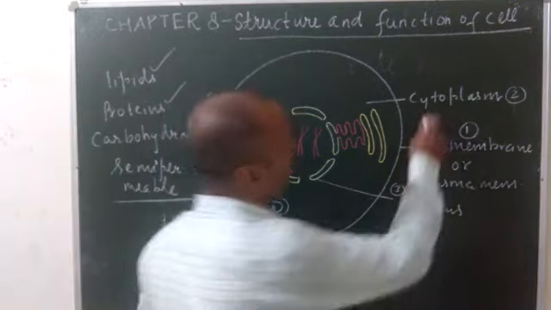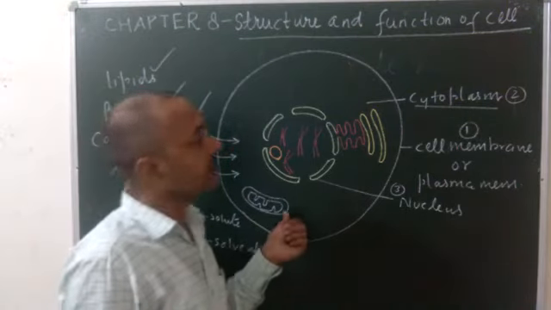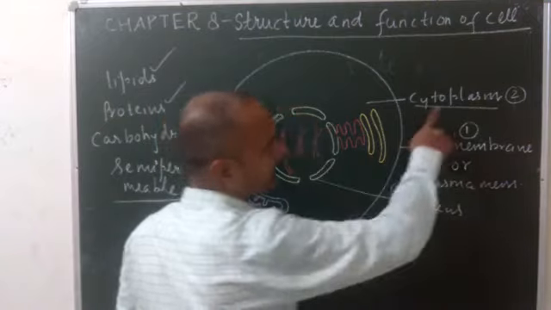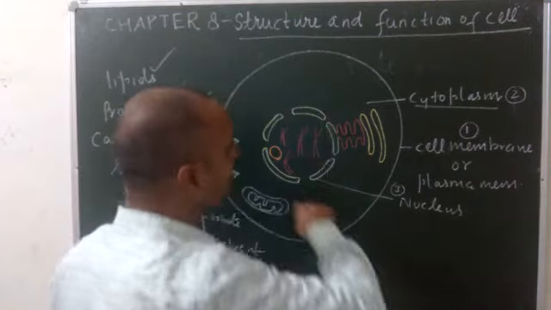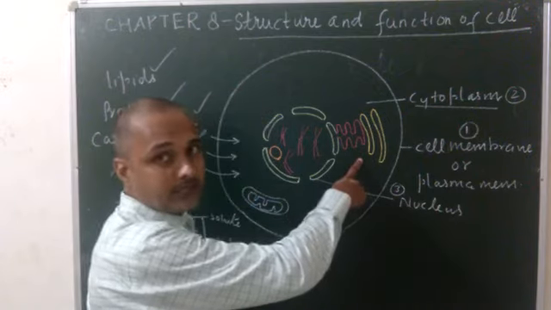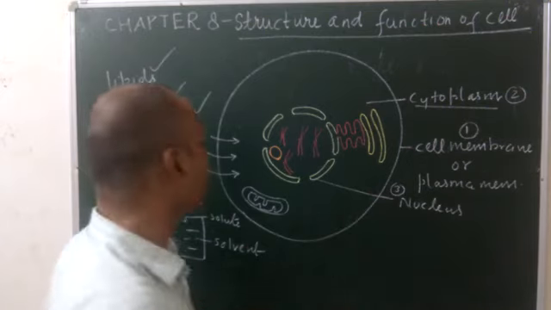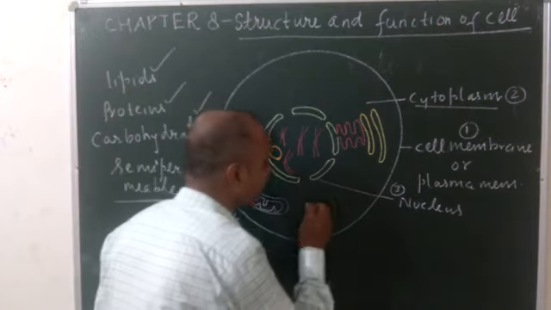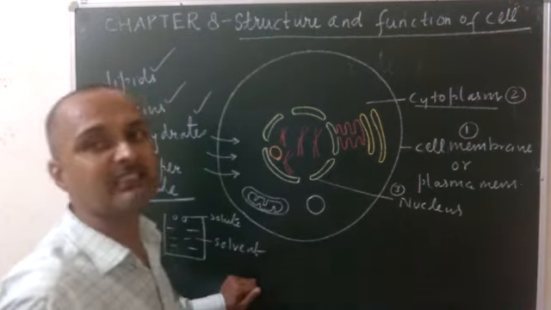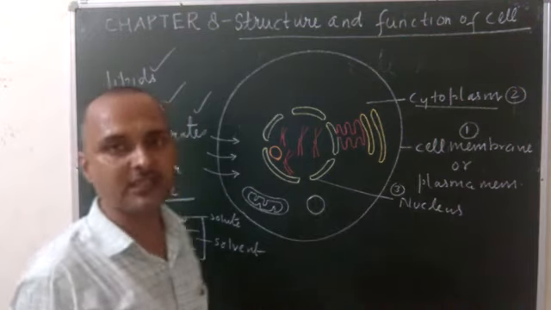Come to the next, cytoplasm. This is the fluid, or you can say jelly-like substance, present between the cell membrane and nucleus. This cytoplasm contains various tiny structures known as cell organelles. Each cell organelle has a specific function. For example, mitochondria help in respiration, plastids help in photosynthesis, and ribosomes help in protein synthesis, etc.